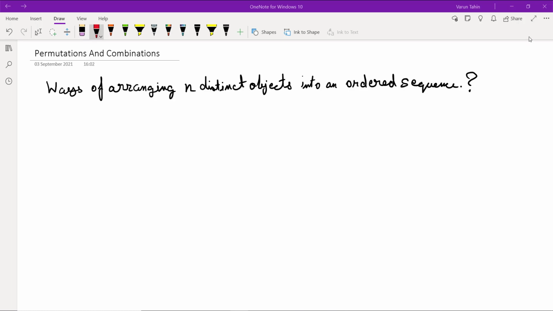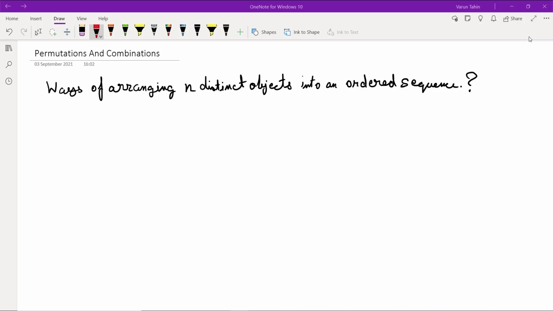examples. Now let's say that we wish to find ways of arranging n distinct objects into an ordered sequence. Now in these kinds of problems, the normal probability rules which we discussed are of no use as it involves the logical understanding of how shuffling and arranging works. Okay, so we will understand this with the help of an example.